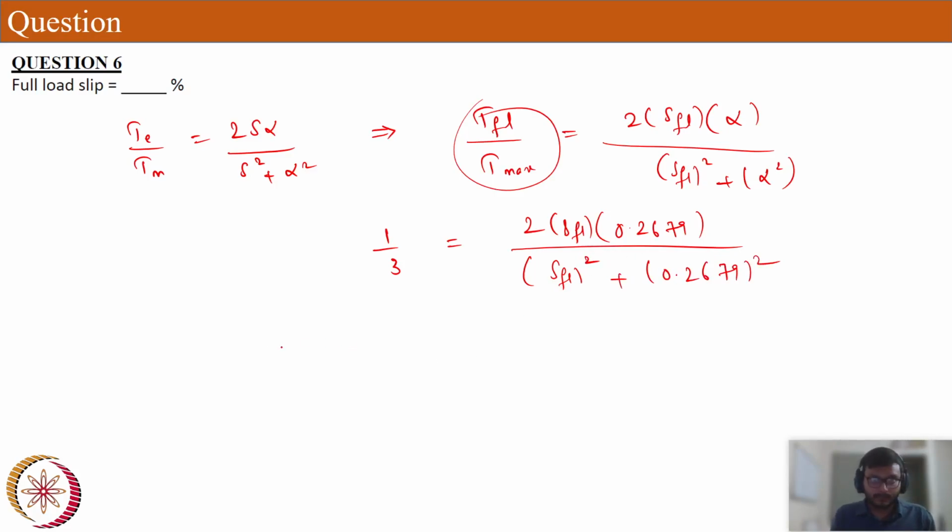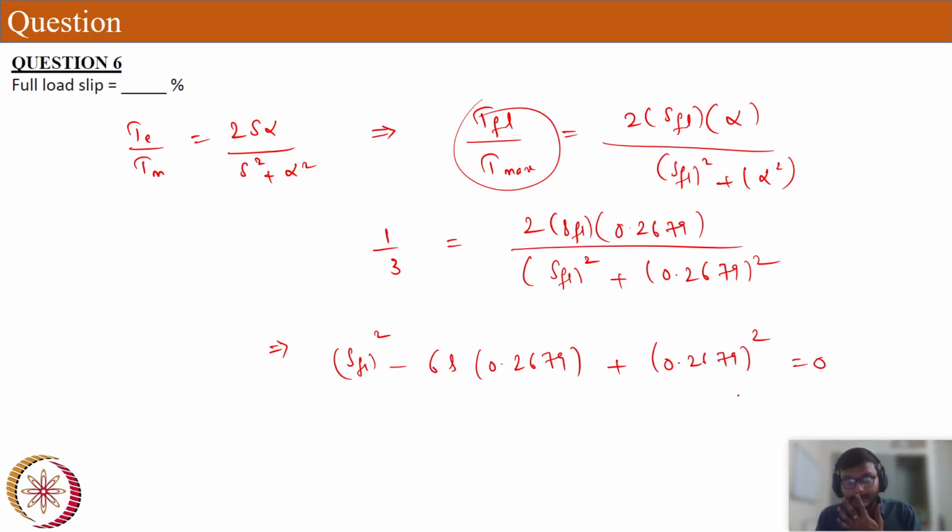Now if we solve this equation again, we will get a quadratic equation: S_FL square minus 6 S_FL into 0.2679 plus 0.2679 whole square is equal to 0. Now again, can someone solve this equation and let's see what happens.